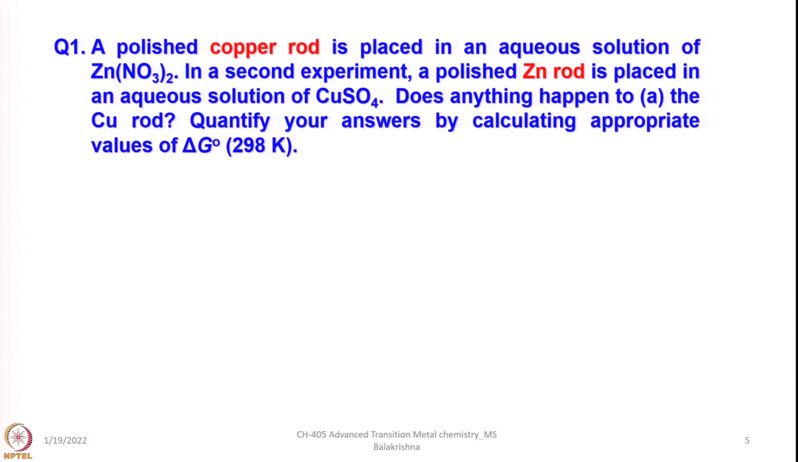I have given a question here. A polished copper rod is placed in an aqueous solution of zinc nitrate. In a second experiment, a polished zinc rod is placed in an aqueous solution of copper sulfate. Does anything happen to the copper rod? Quantify your answers by calculating appropriate values of delta G naught at 298 Kelvin.